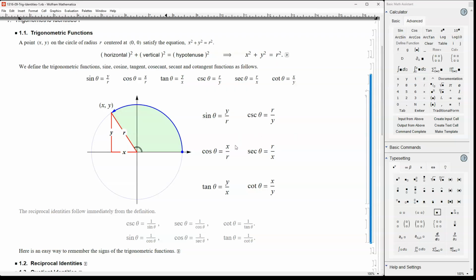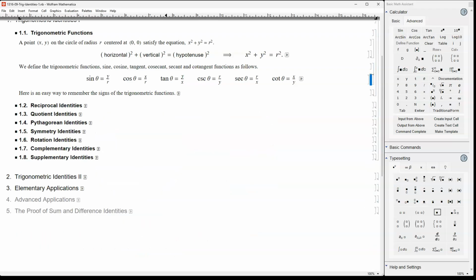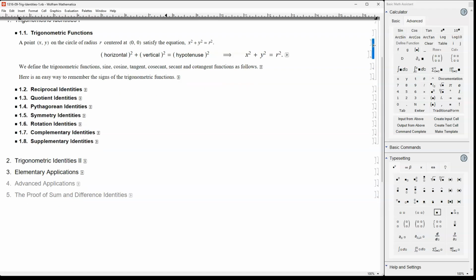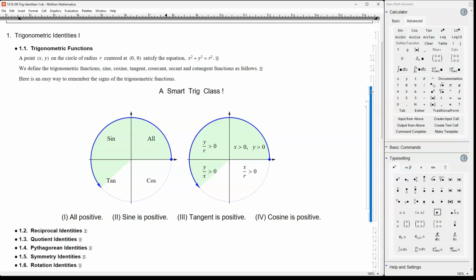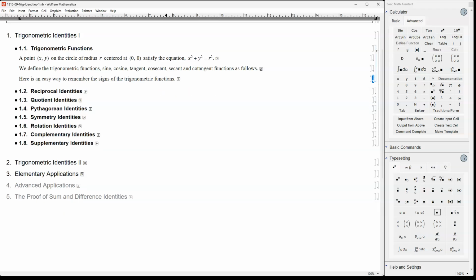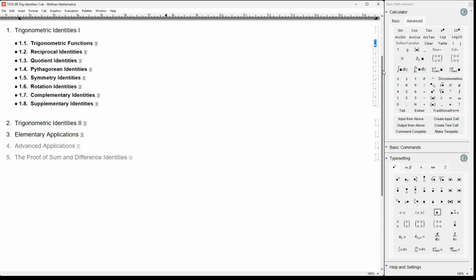Sine is y over r, cosine is x over r, tangent is y over x, and cosecant, secant, and cotangent are the reciprocals, so we get these reciprocal identities immediately. And then remember the signs, a smart trick class. Alright, from those definitions, let us prove some trig identities.